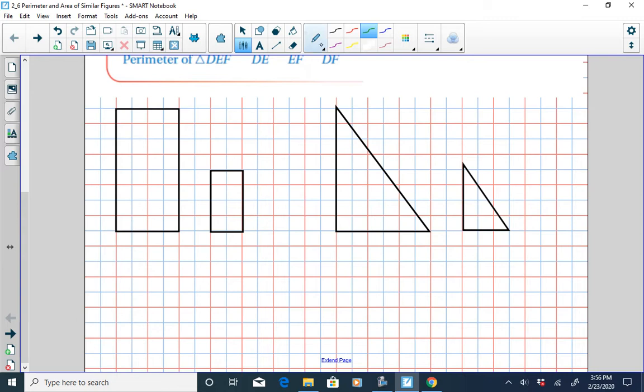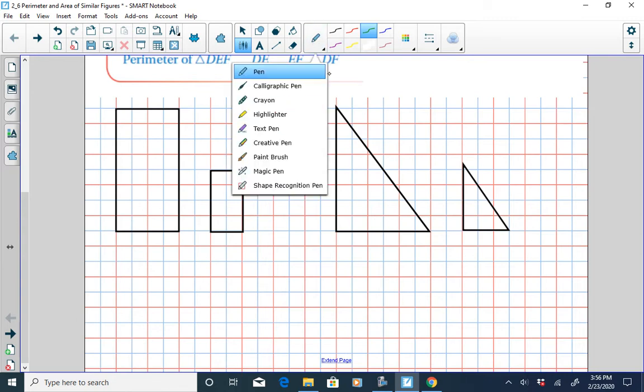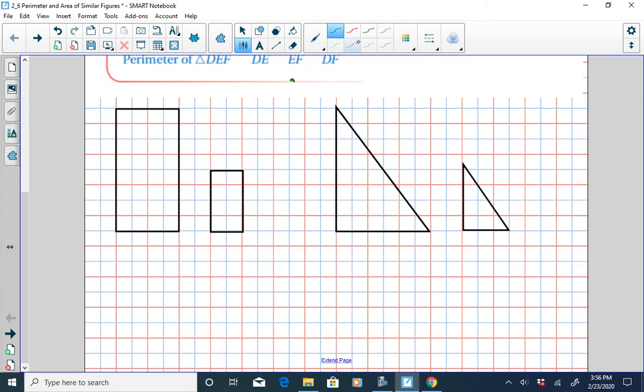So I decided to draw a couple pictures that we can play around with to see how these rules really do work. All right. So we have our first picture, right? This is a rectangle that's 8 by 4, and we have another rectangle that's 4 by 2. The perimeter of the first rectangle is going to be 8 plus 4 plus 8 plus 4, so that's 24. The perimeter of the second is 4 plus 2 plus 4 plus 2, which is 12.